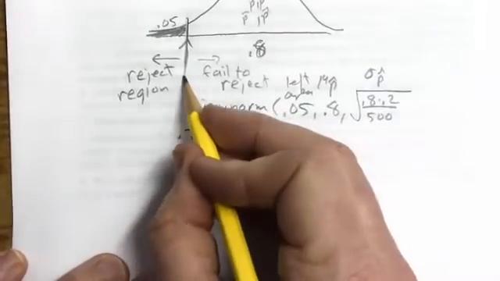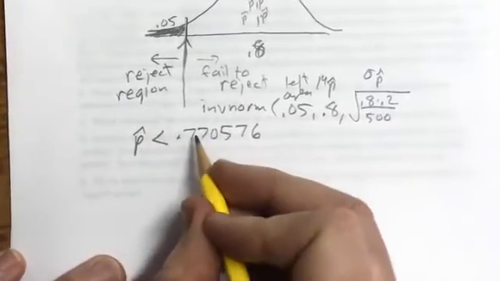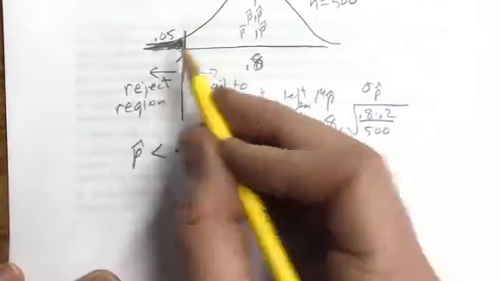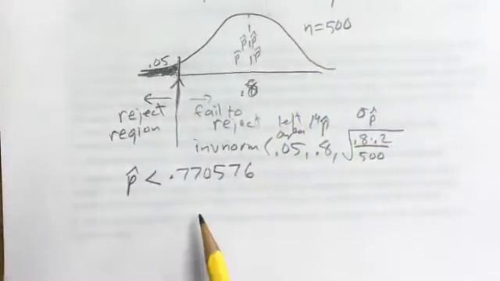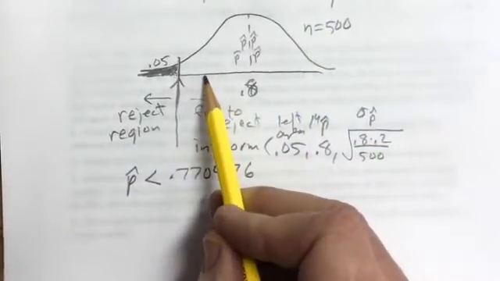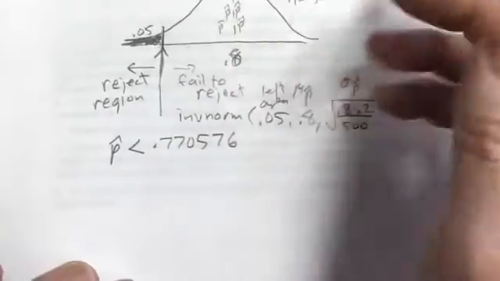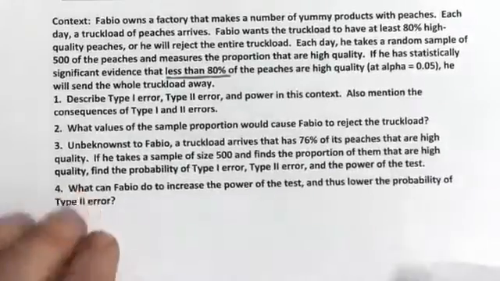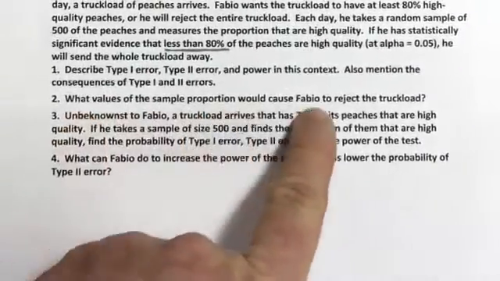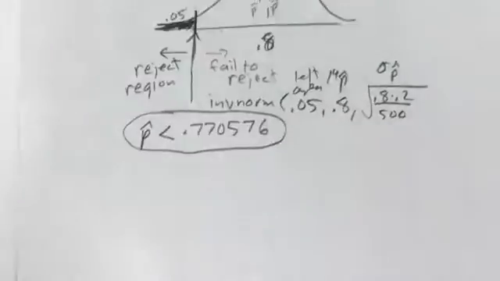All right, so that is this value. If my p-hat is less than that value, that falls in my rejection region. So if I get like 0.75, that would cause me to reject the null. But if I get in my sample a value of 0.78, we would fail to reject the null, and we would say that the difference is plausibly due to sampling variability. So there we go, and that's the answer to number 2. What values of the sample proportion would cause you to reject the truckload? The way you do it is by doing inverse norm with your alpha value.